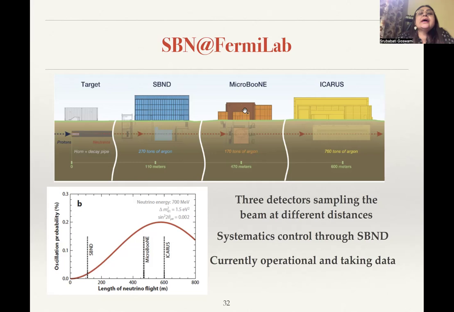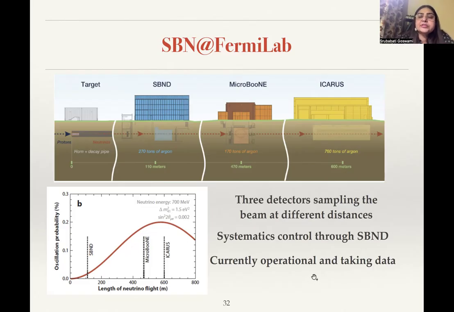Now, the short baseline program at Fermilab will have three detectors: the short baseline neutrino detector, MicroBooNE, which has already given data, and ICARUS. They are situated at three different distances, so they will sample the beam at different distances. This detector can also act as a near detector, and it can also control the systematics. This is currently operational and taking data.